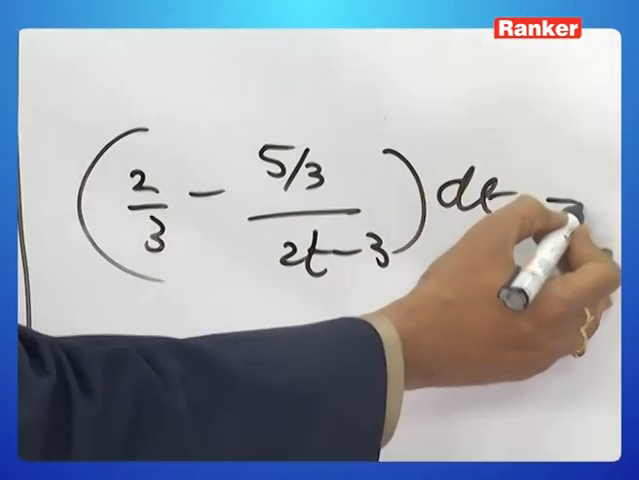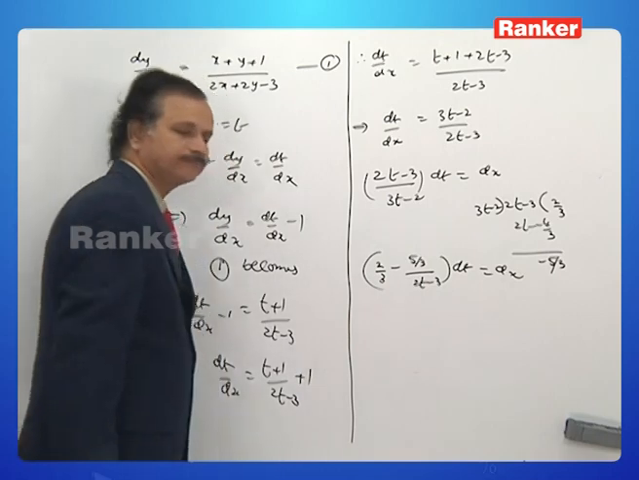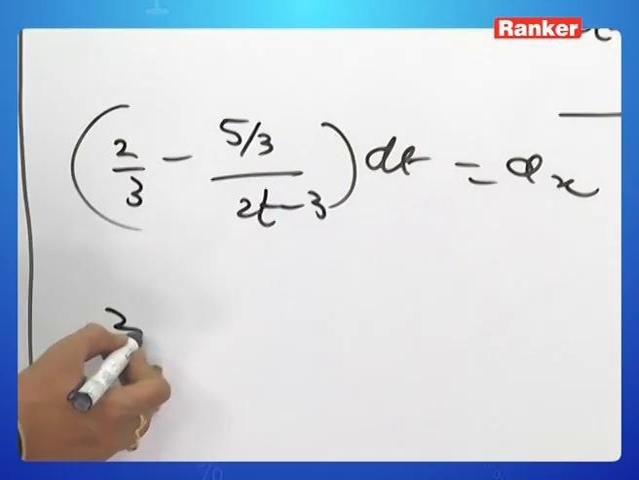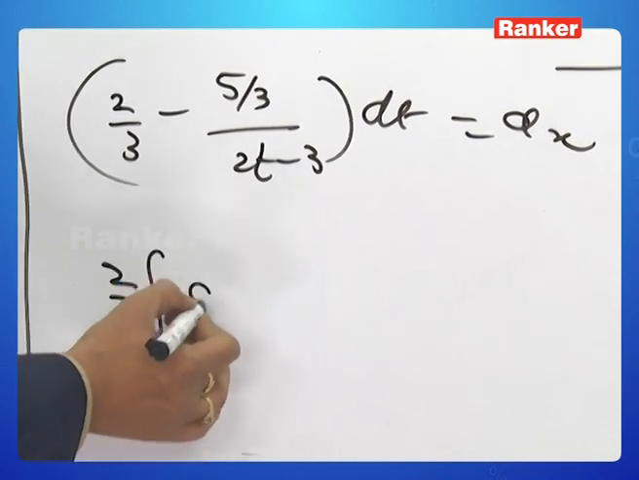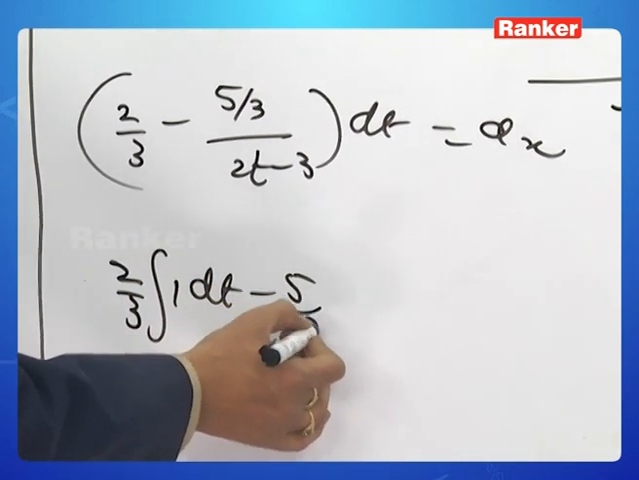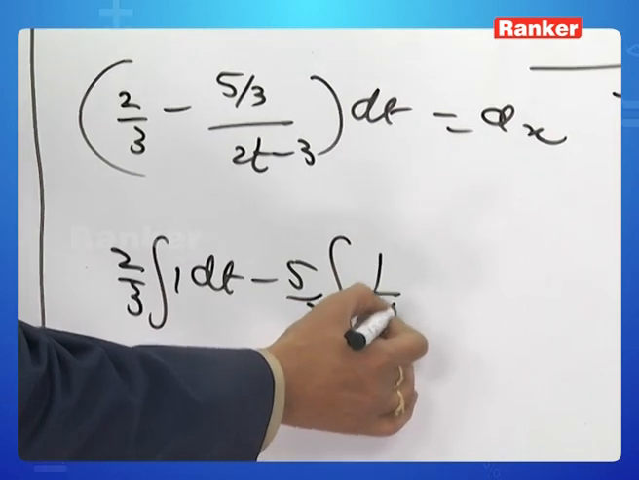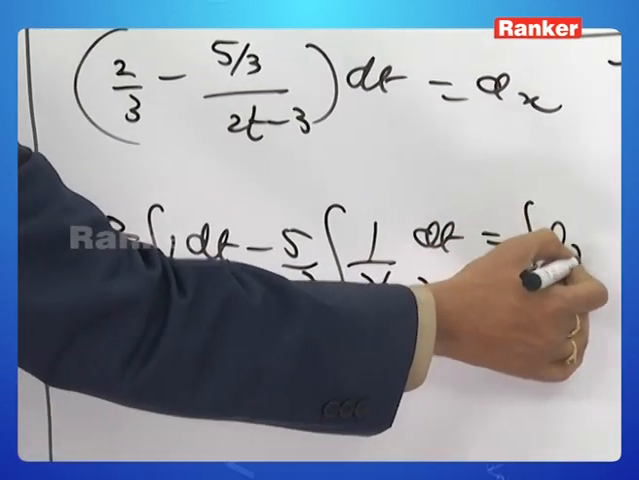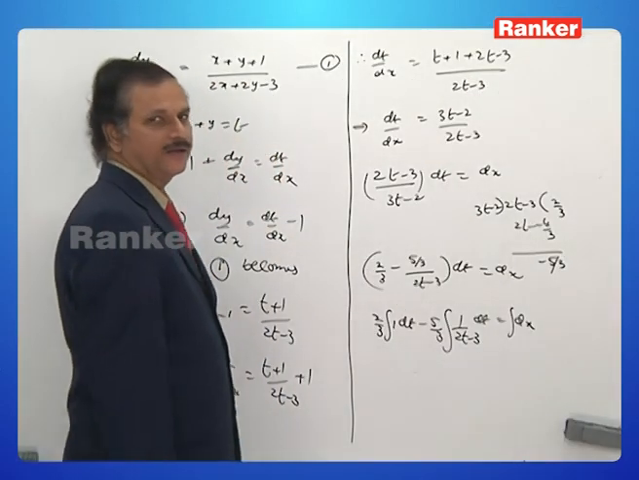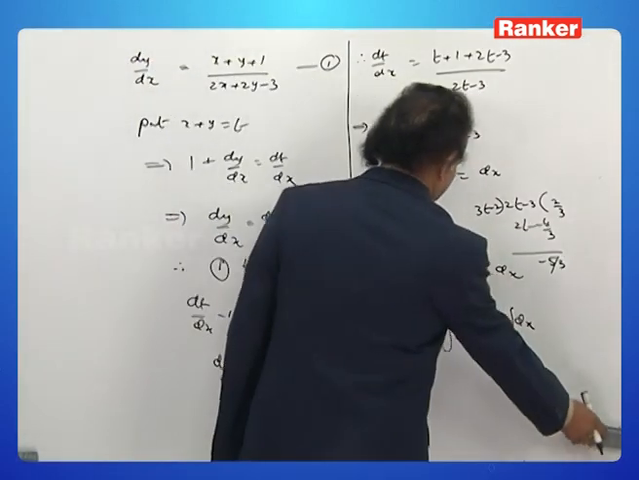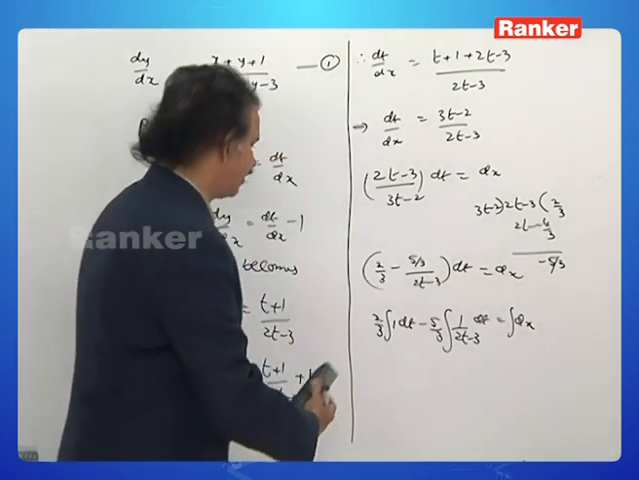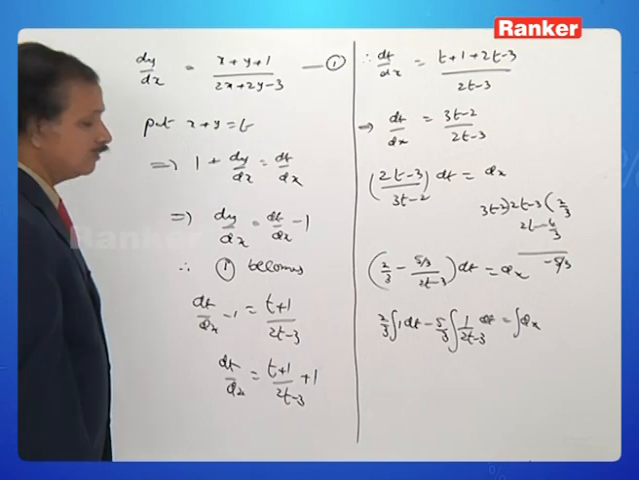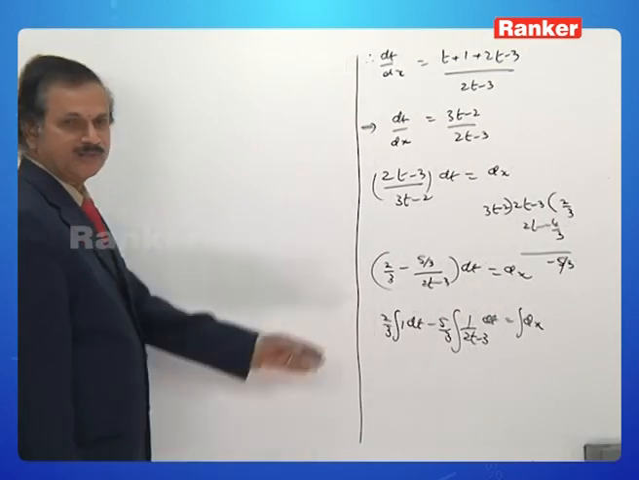dt is equal to dx. So that is 2 by 3 into integral 1, minus 5 by 3 into integral 1 by 2t minus 3 dt, is equal to integral dx. And you could have understood that we have already reached the position of climax to have the direct answer. We have it by following the last step.